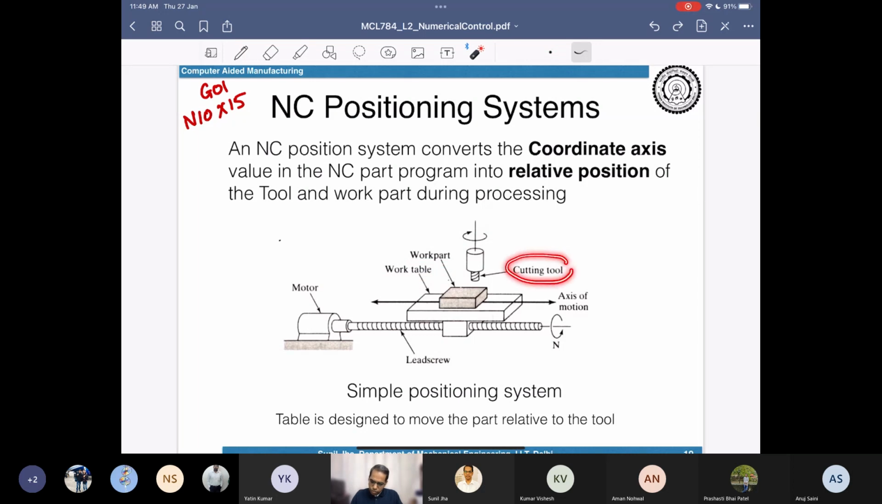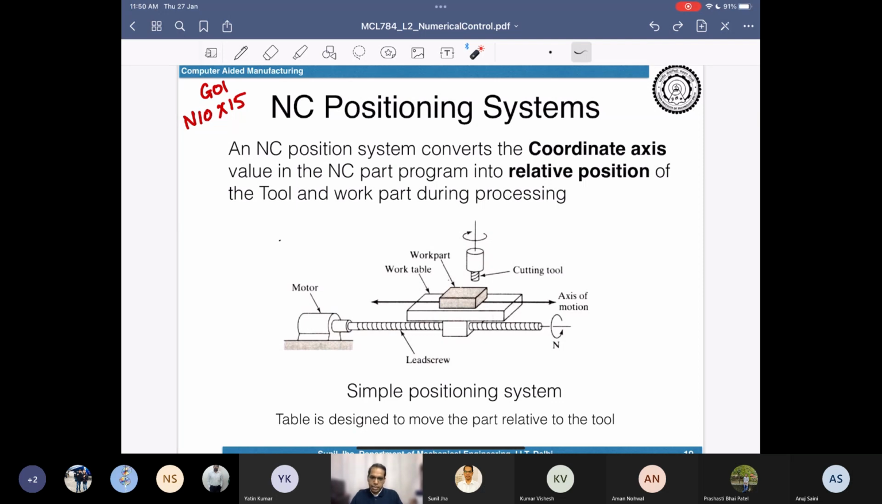You place the work part on top of that. Then there's a cutting tool which will be rotating in this case. You will be performing the relative motion between the cutting tool and your work part. Normally we keep the cutting tool fixed in this particular X axis. It will only move up and down in this case. The Z motion is done by the cutting tool, but the XY motions are performed by the table itself.